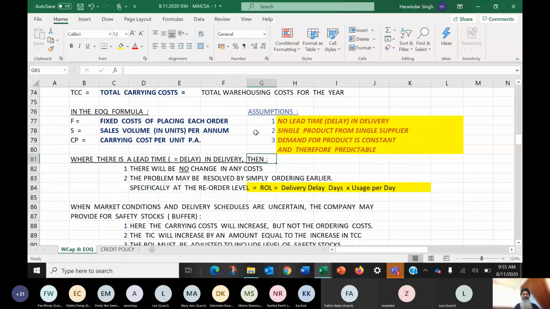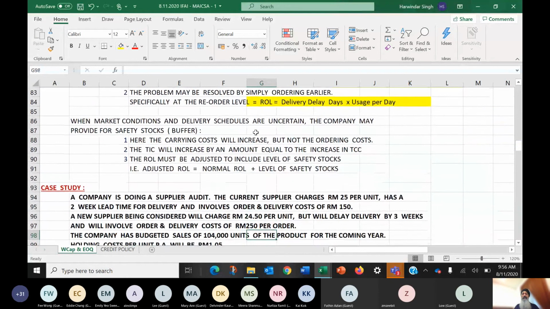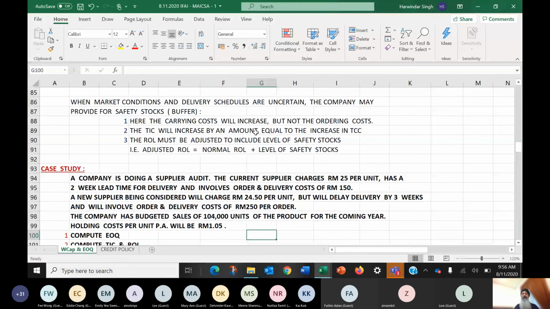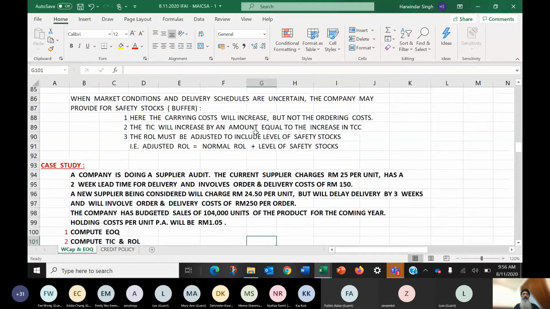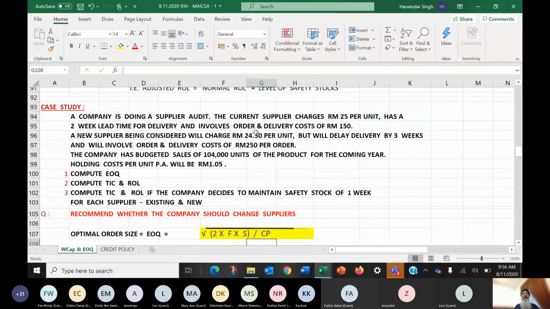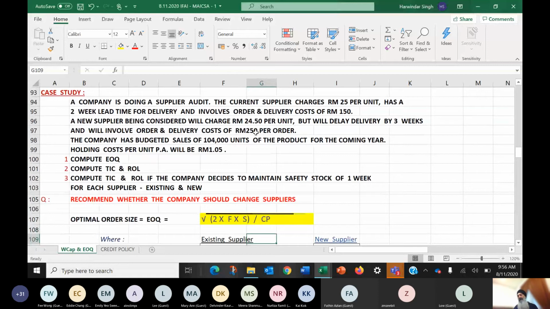You never know. Okay. So if there's a lead time, like I said, no problem. You can order earlier. Now, when market conditions and delivery schedules are uncertain, what you can do is provide for safety stock. You can provide a safety stock buffer. Let's look at a simple case study so that we can understand how this works. A company is doing a supplier audit.